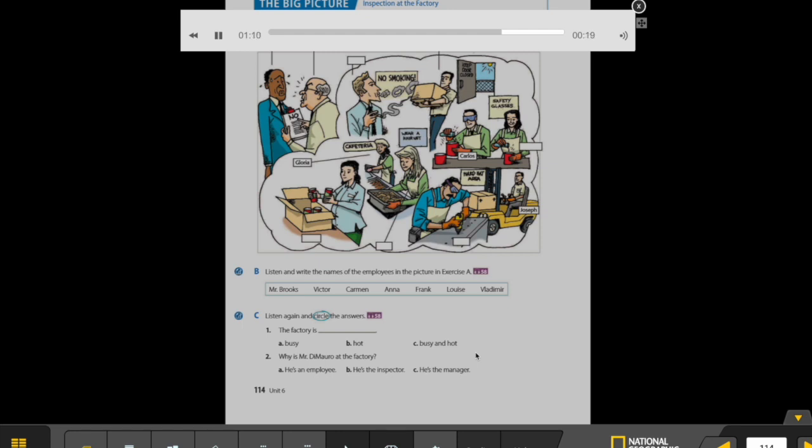Carlos and Carmen are working together. Carlos is wearing safety glasses, but Carmen isn't. Finally, the fire door is open. Mr. Brooks looks very upset. He will have to pay a big fine.